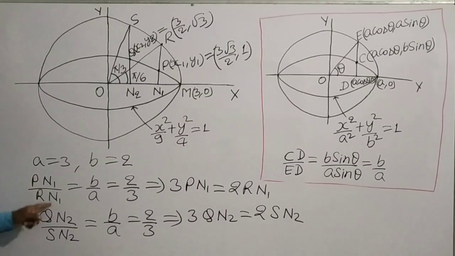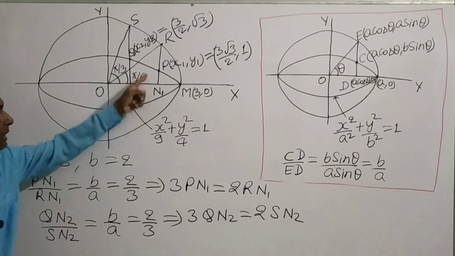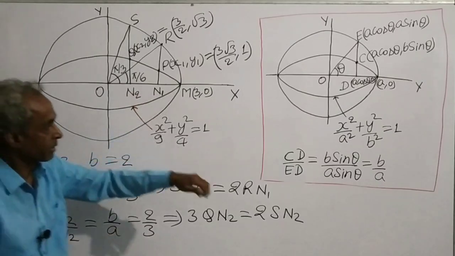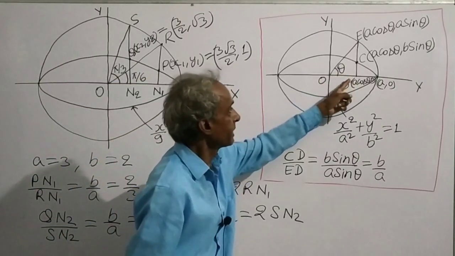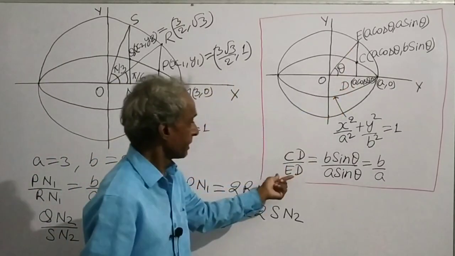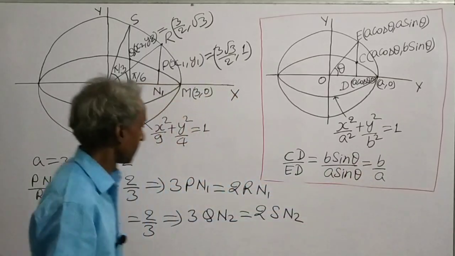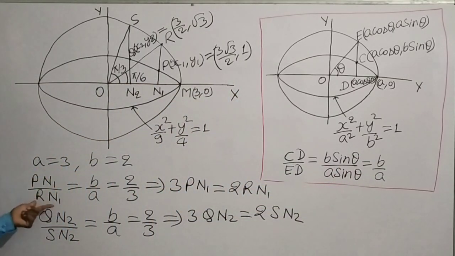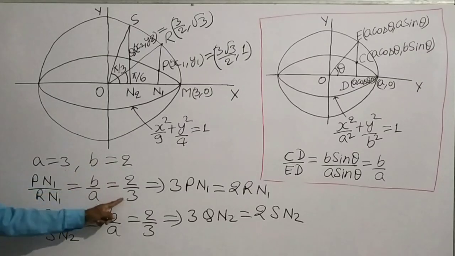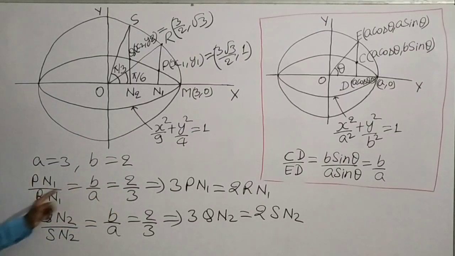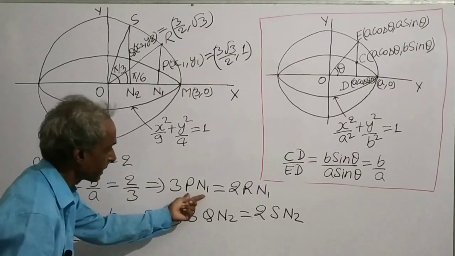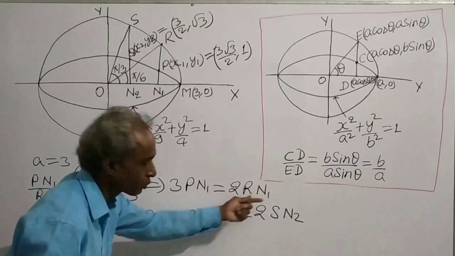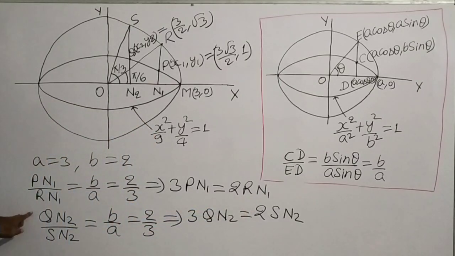Pn1 by Rn1. CD by ED is equal to B by A. Therefore, Pn1 by Rn1 is B by A, that is equal to 2 by 3. After cross multiplication, we get 3Pn1 is equal to 2Rn1.